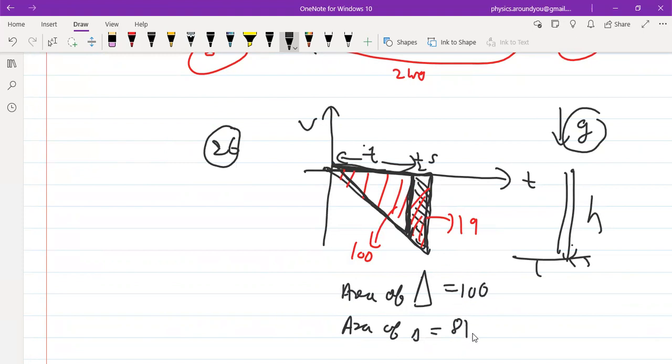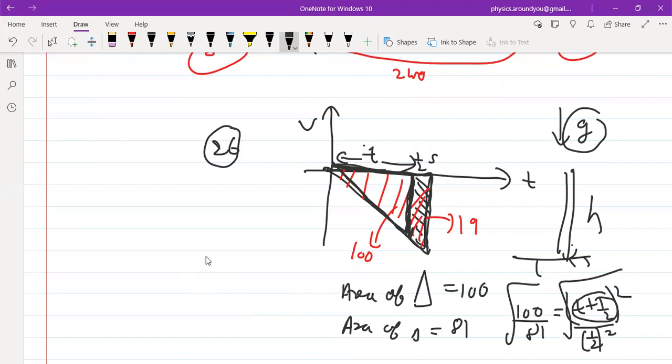When I divide them, 100 by 81, that should be equal to the square of their corresponding sides, since they are similar triangles, which is (t plus half) by half. Correct? From here, you find out what t plus half is. I'll take square roots on both sides. So 10 by 9 is t plus half upon 1 by 2.